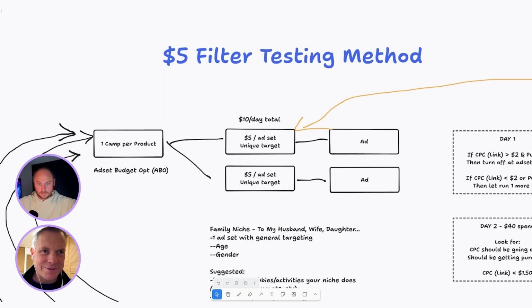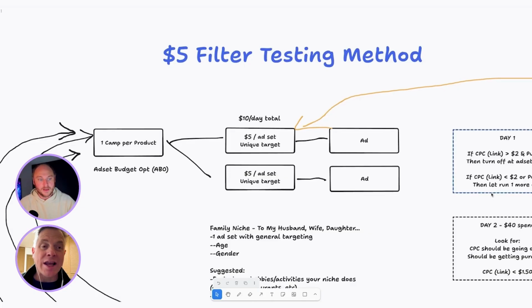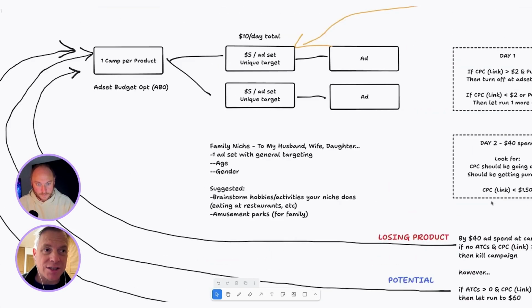You let it go to day 2. Then on day 2, you expect the cost per link click to be below $1.50, and hopefully you're starting to get some add to carts. If you have a purchase, great. As long as the cost per link click is less than $1.50, you let it roll. If it's over $1.50 on day 2, you kill it. And we're looking at each ad set individually, not the campaign.